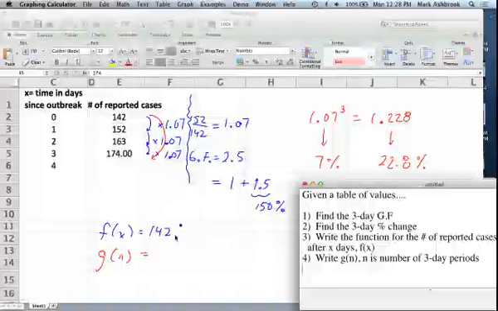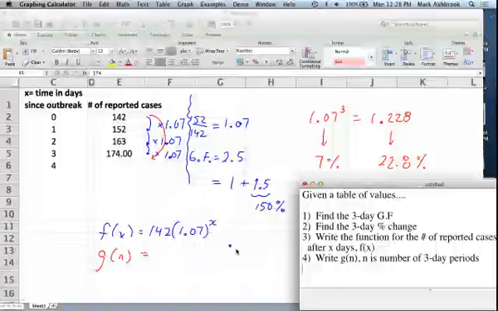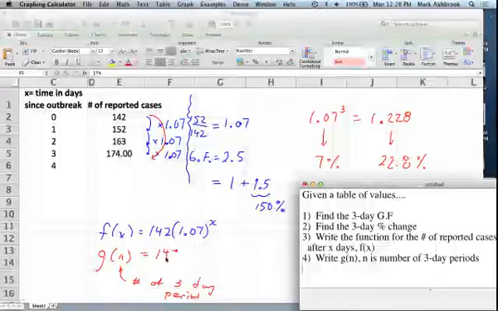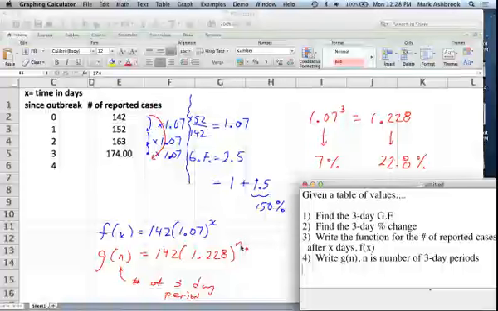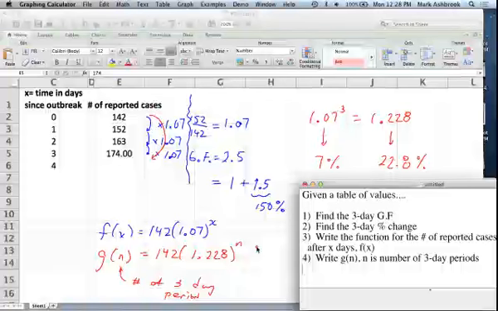142. Yep. Right. Okay. And then what about if n is the number of 3-day periods? He wants the initial value 142 times the 3-day growth factor to the n, because every time n advances by 1 we go forward 3 days, and we know in 3 days our percent increase is 22.8%.